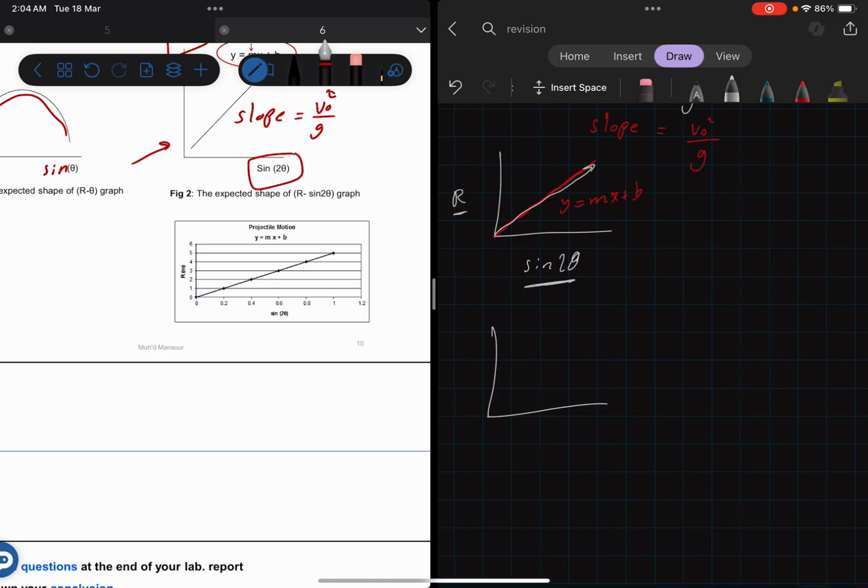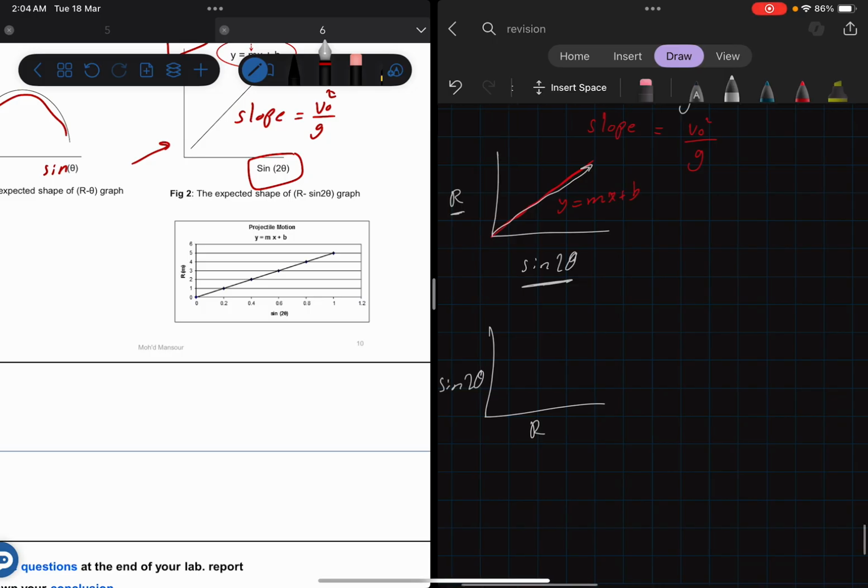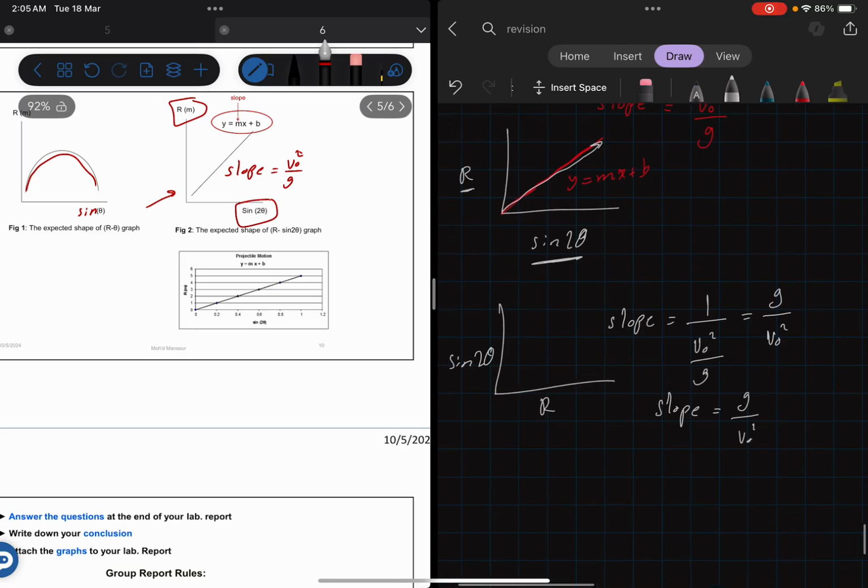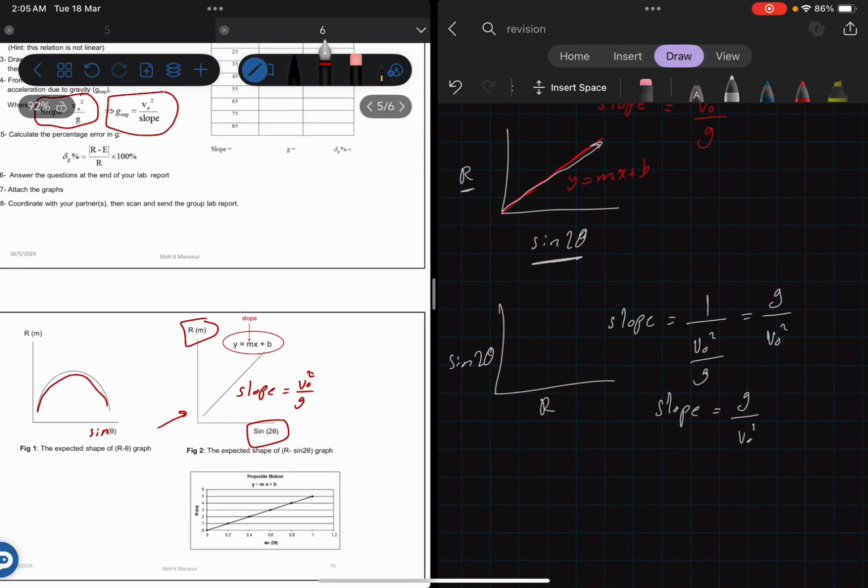Let us say we have here R and sine 2 theta, what will it be? Just flip the slope, so it will be 1 over v naught squared over g, which is g over v naught squared. So the slope would be g over v naught squared. We just flip the x and y axes. So now we just finished.